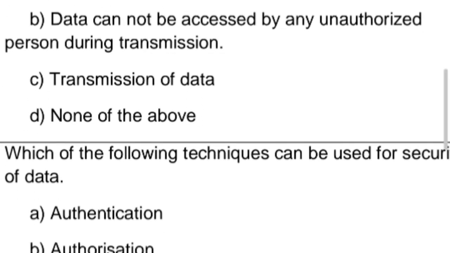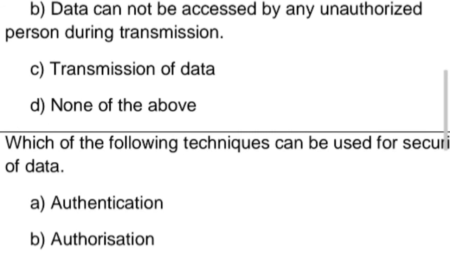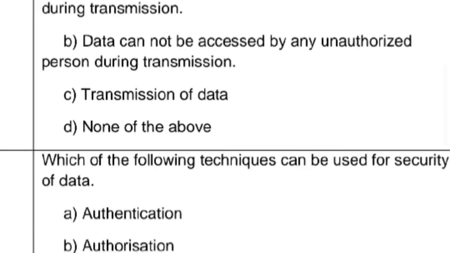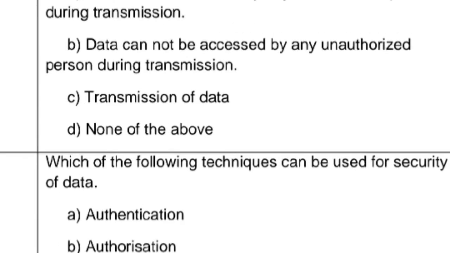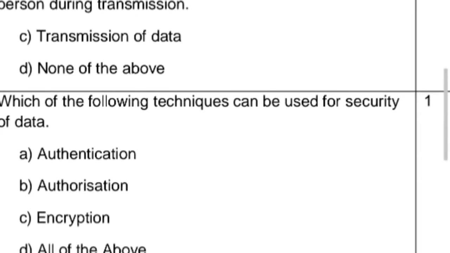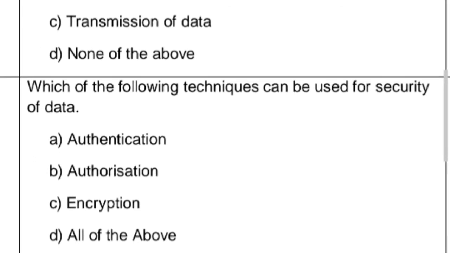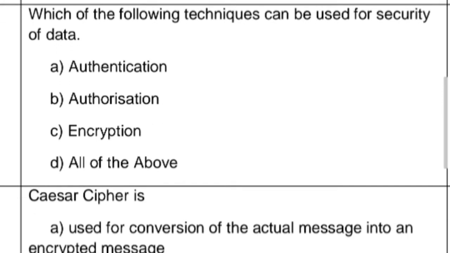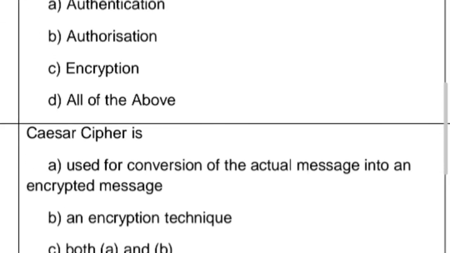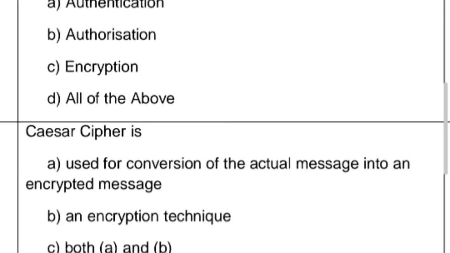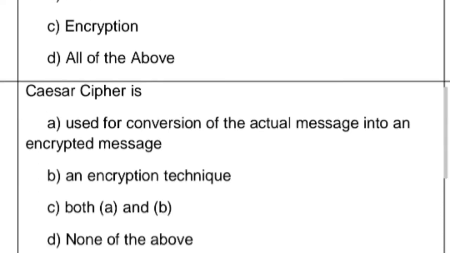Second question here is, which of the following techniques can be used for security of data? The options given are authentication, authorization, encryption, all of the above. So, the answer here would be all of the above because all these 3 techniques help in securing the data while transferring. Next question is, Caesar cipher means what?